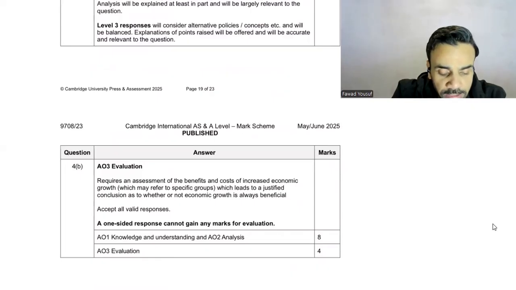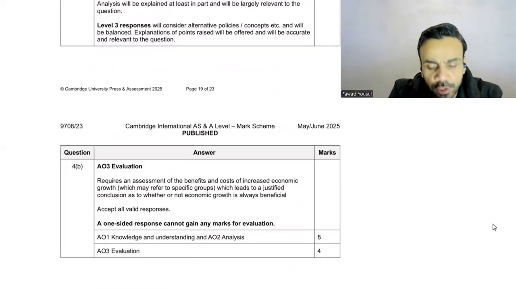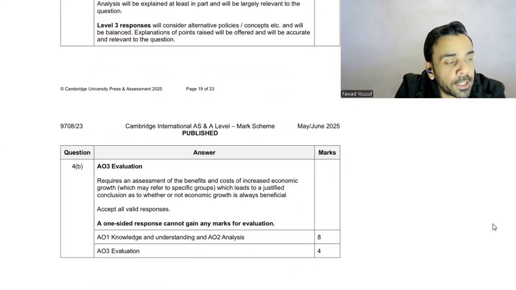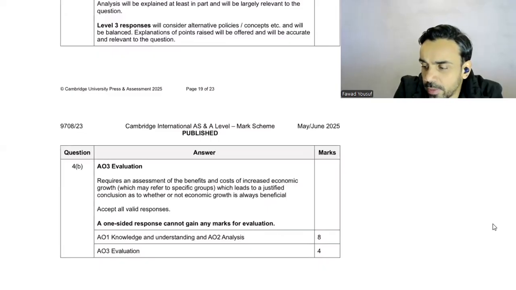Then when we come to evaluation, it requires an assessment of the benefits and the cost of increased economic growth, which may refer to specific groups. When you're talking about this one, we can't just write about anyone. It has to be about consumers, people, and it has to be about governments. Under people, firms can also come to an extent if you connect it to the incomes and the employment and investments and eventually affecting people's lives. So you can do that.